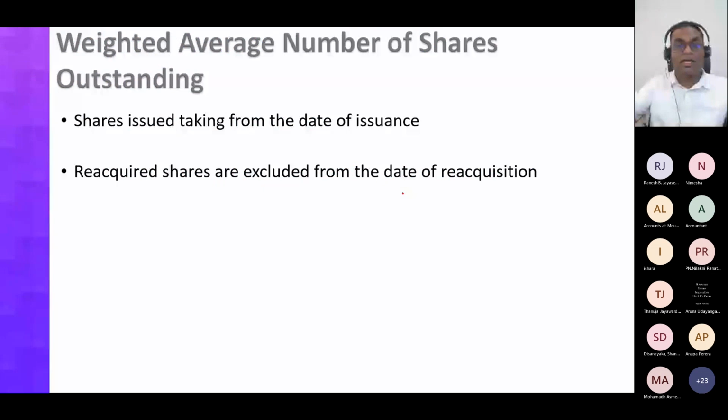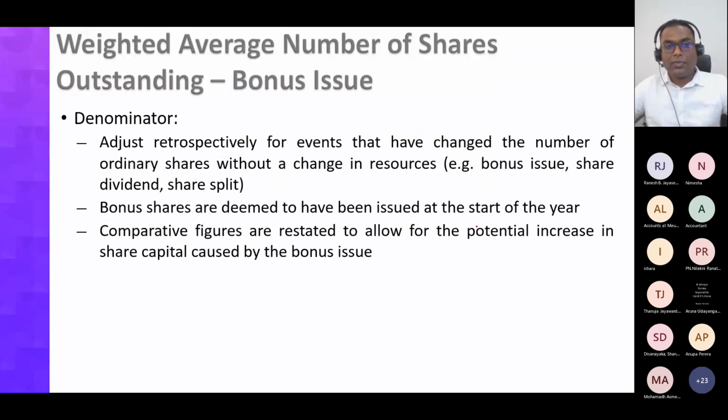That is what is explained in this particular slide. Shares issued are taken from the date of issuance. Reacquired shares are excluded from the date of reacquisition. That is shares issued for cash. But there can be situations where the number of shares is getting changed without a change in the corresponding resources. Example, bonus issue. You issue shares to the existing shareholders for free. The number of shares will increase. No resources are coming into the organization. No impact on the earnings.